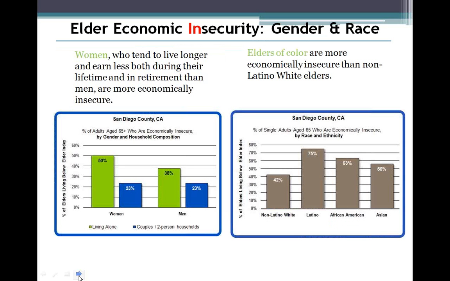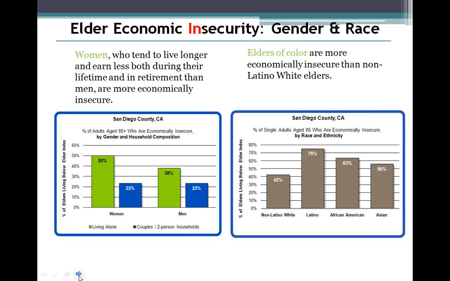And what the research has shown is that elder economic insecurity really differs depending on race and gender. And as we see here in some examples that highlight San Diego County in particular, women who tend to live longer and also who earn less both during their lifetime as well as in retirement are more economically insecure. And we find this pretty consistent across the state, where you have closer to 50% of women who are living alone as compared to just under a quarter of women living in couples struggling to make ends meet. If you compare women living alone versus men living alone, it's 50% of women in the county of San Diego who are living on incomes below the Elder Index as compared to 38% of men who live alone. So you can see that there's a huge distinction there. Many, many more women living in economic insecurity well into their golden years.